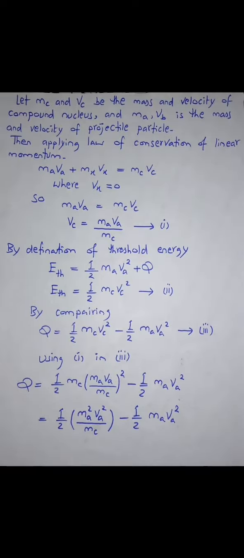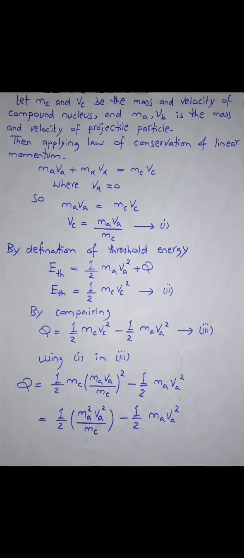Now we are going to derive the relation of the threshold energy, but before that let's suppose a few things. Let mc and vc be the mass and velocity of the compound nucleus, and ma and va the mass and velocity of the projectile particle. Then by the law of conservation of linear momentum, the linear momentum before collision must be equal to the linear momentum after collision. Linear momentum before collision adds two terms: first the momentum of the projectile particle and the other the momentum of the target nucleus, which gives us the momentum of the compound nucleus.